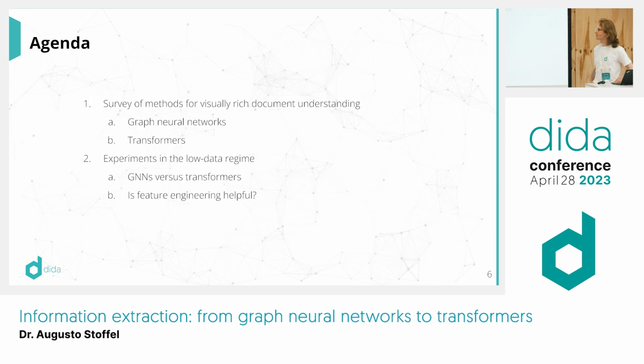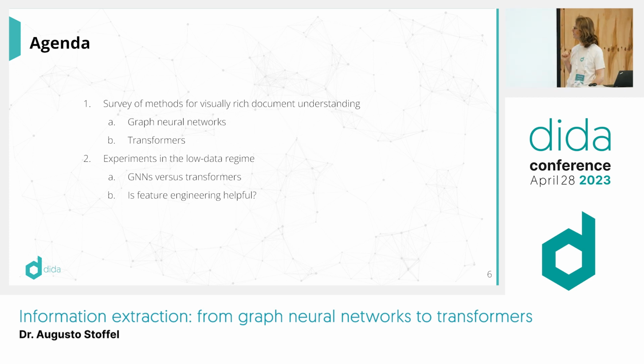Okay, then with that out of the way, what I want to talk about for the rest of the talk is to give an idea of these two methods used for document understanding, graph neural networks and transformers. And then I want to show you some comparisons. I'm especially interested in this low data regime where we have training data, but it's maybe not too much, or we want to just not have to gather too much data.